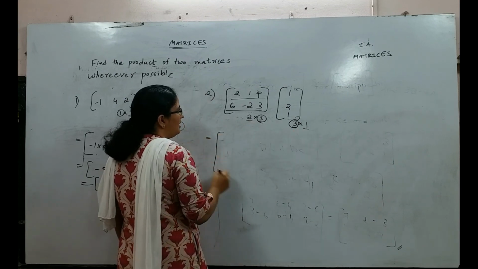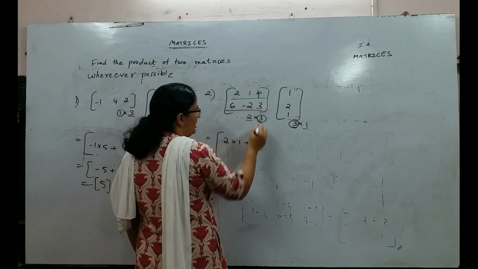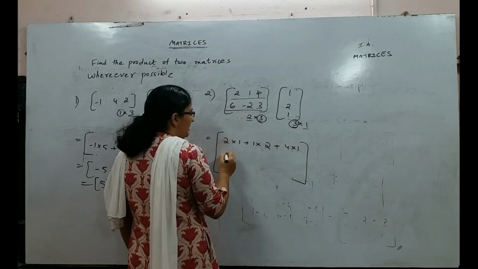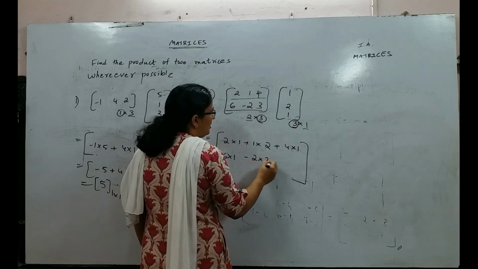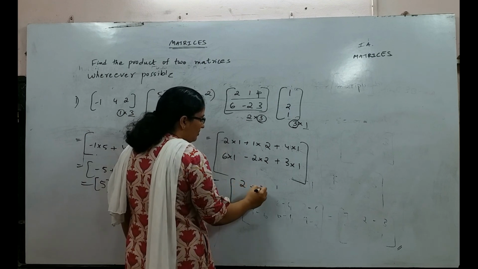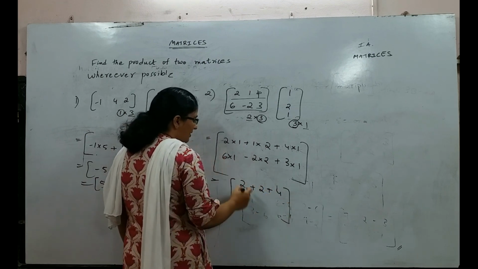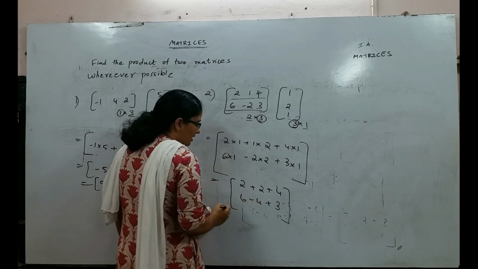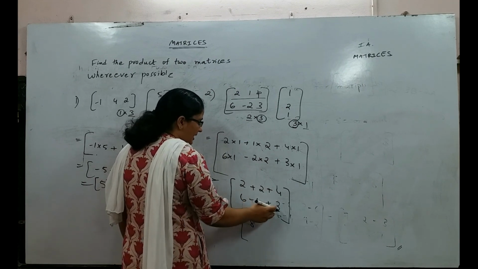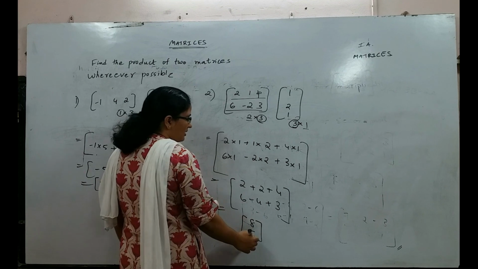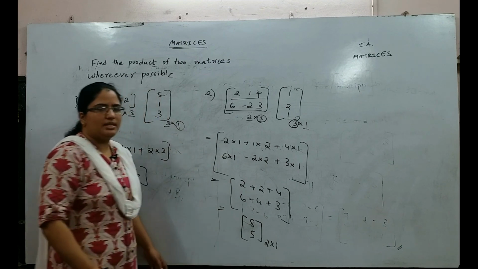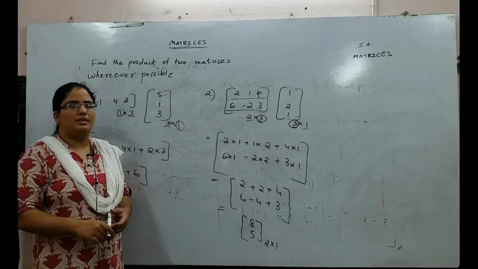So let us multiply. 2 into 1 plus 1 into 2, rows with columns, 1 into 2 plus 4 into 1, 6 into 1 minus 2 into 2 plus 3 into 1, that is 2 plus 2 plus 4, and here you have 6 minus 4 plus 3. 2 plus 2 plus 4, 4 plus 4, 8. 6 plus 3, 9, 9 minus 4, 5. So this is of the order 2 by 1. This is how you multiply two matrices. We shall discuss some more problems in the next class, children. That's all for today's class.